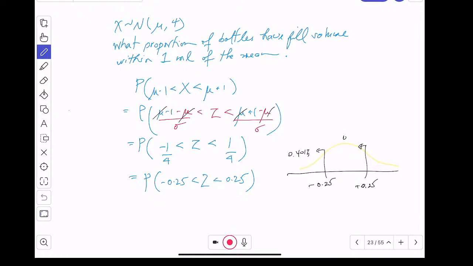So this one is 0.5987. And when you subtract them, you get the answer. You could do it in Excel. I just did it in Excel because I don't have the table handy. Okay, and that's the answer.